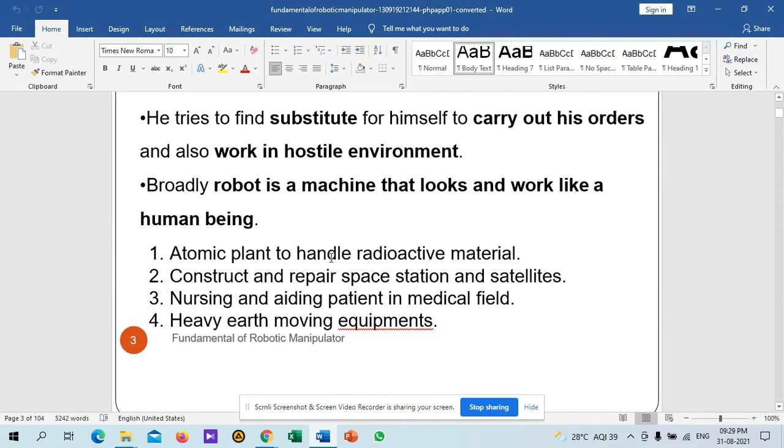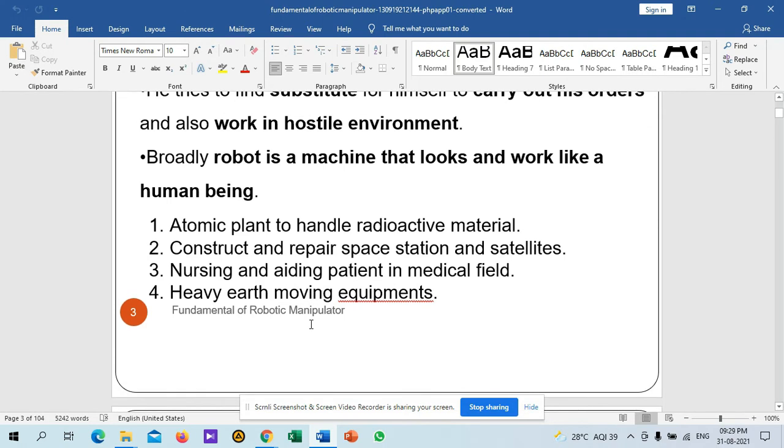So radioactive areas, space stations, some medical fields and heavy earth moving equipment. These are the areas where humans struggle to work, but machines or robots are not affected by such things. So that's why we preferred robots.